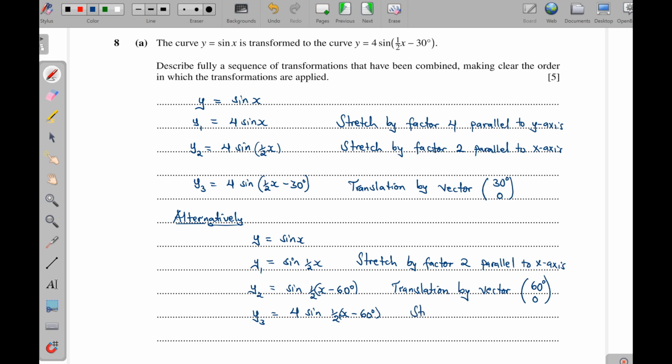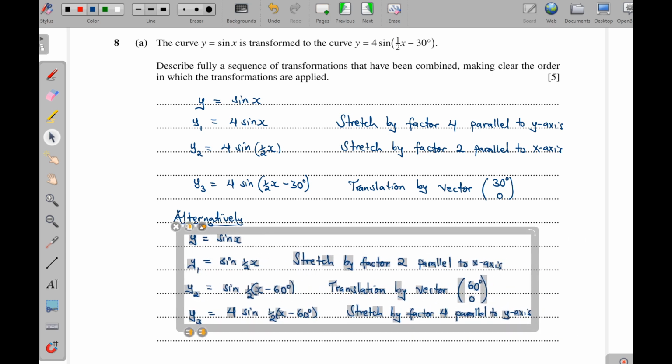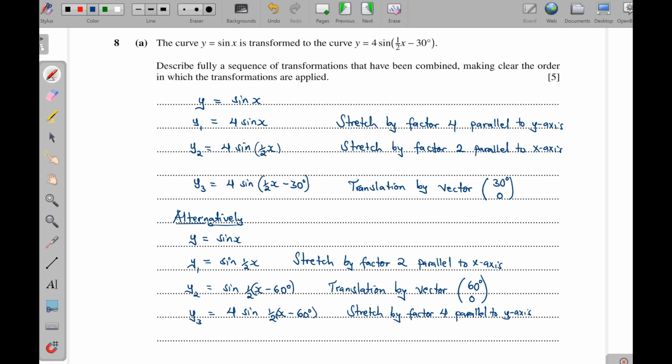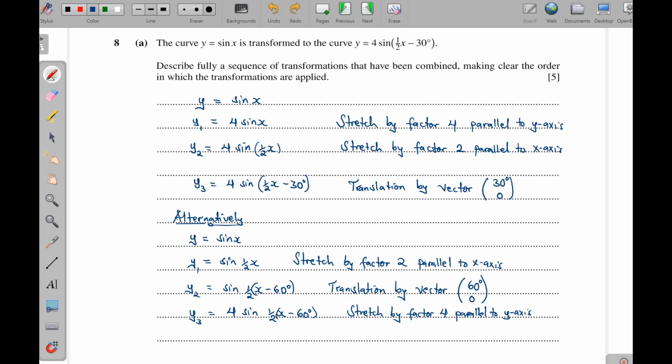Then we have stretch by factor 4 parallel to the y-axis. And by the way, this one here, we could stretch first in the y direction, no problem. I can bring this one first here, but then here, that one remains. So we can have our answer just like that.